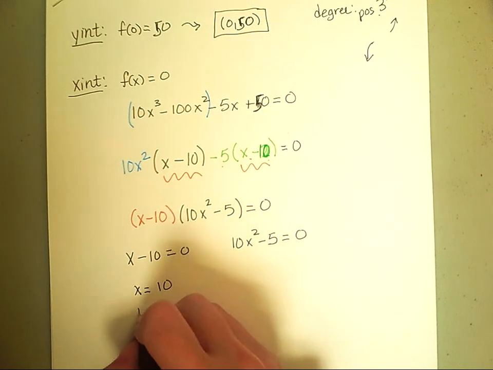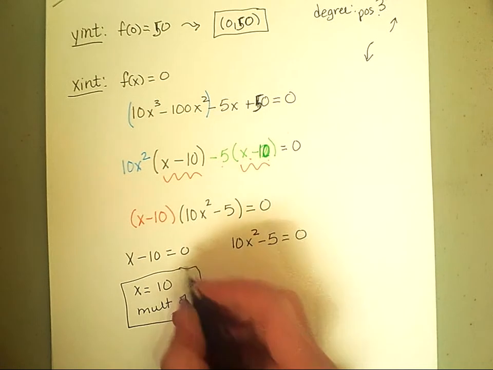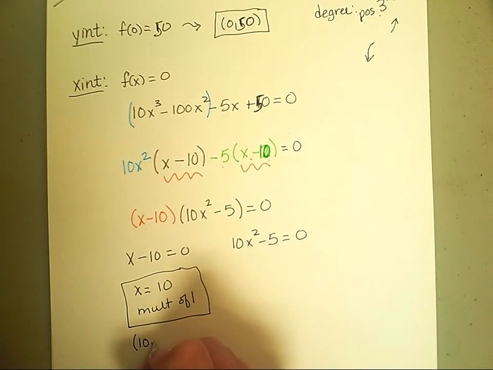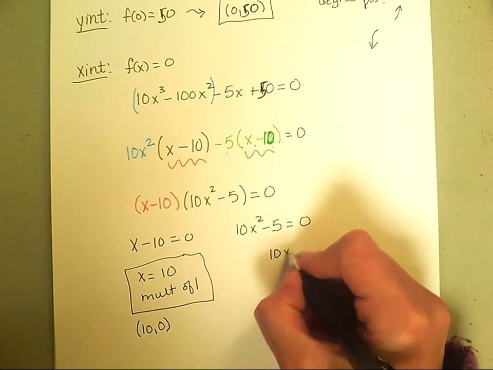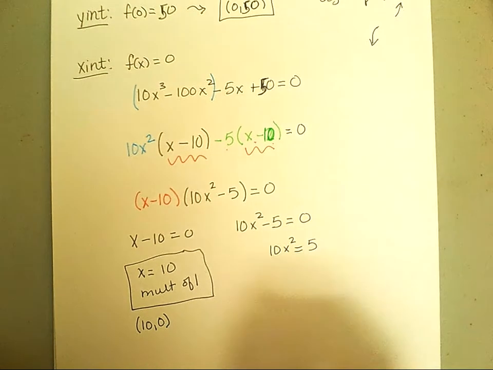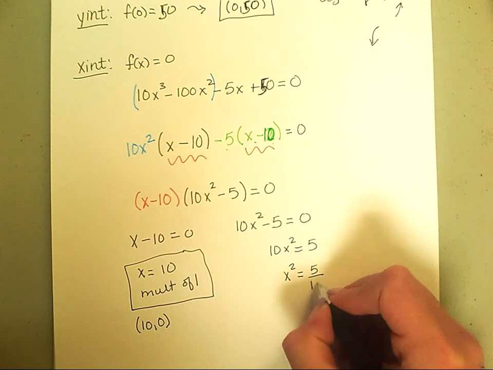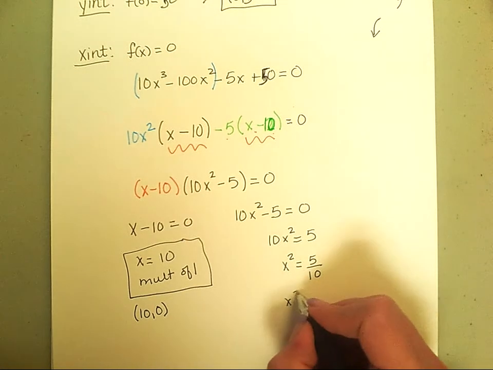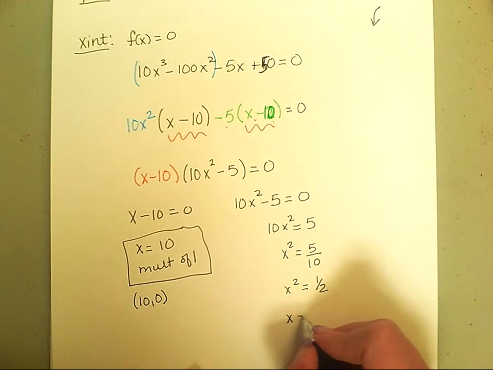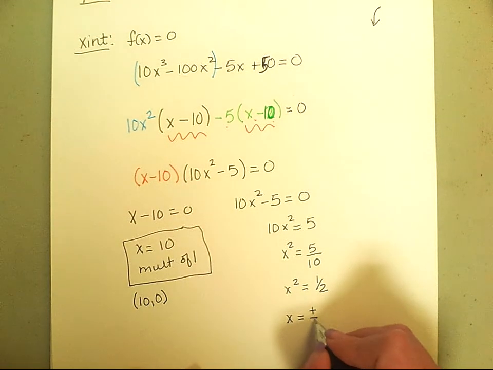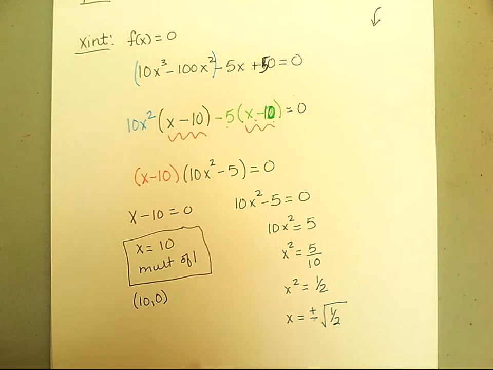Okay. So x is equal to 10. This has a multiplicity of 1. And our x-intercept is going to be (10, 0). From here, if we add 5 to both sides and then divide, we'll get 5 over 10. So x squared is equal to 1/2. So x will be equal to plus or minus, now be careful about this, the square root of 1/2.